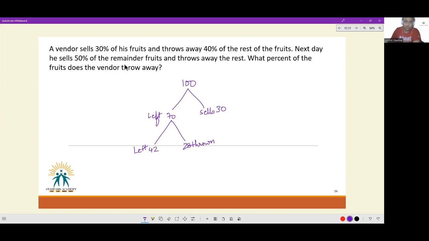Next day, he sells 50% of the remainder fruits and throws away the rest. So sells 21 and the remaining 21 is thrown. What percent of the fruit does the vendor throw away? He threw away 28 here, he threw away 21 here. So 49% of the fruits he threw away. Okay.